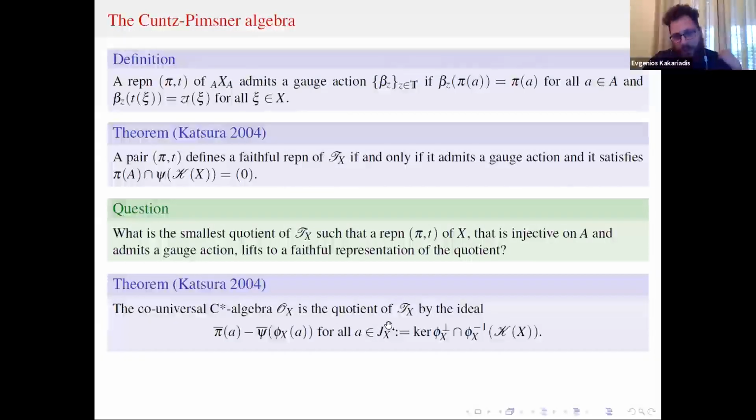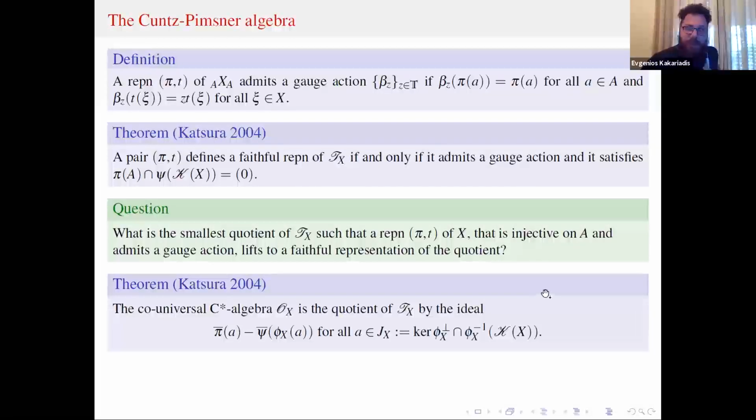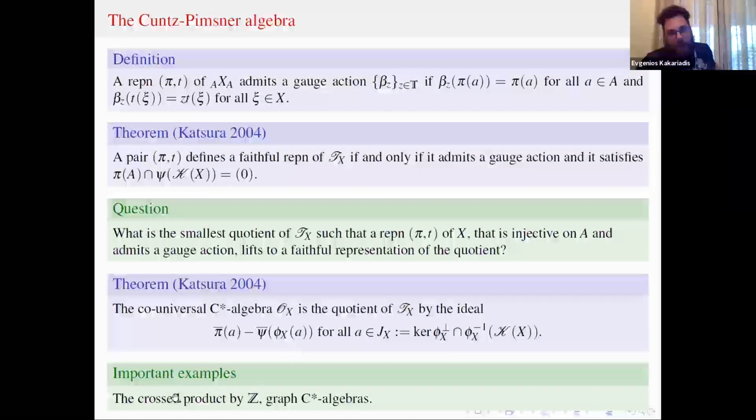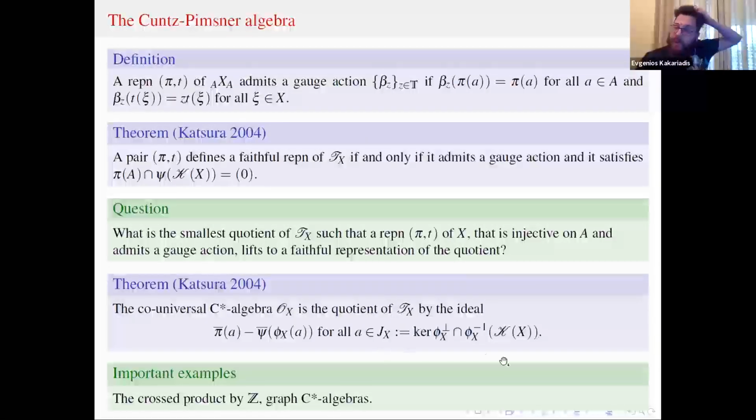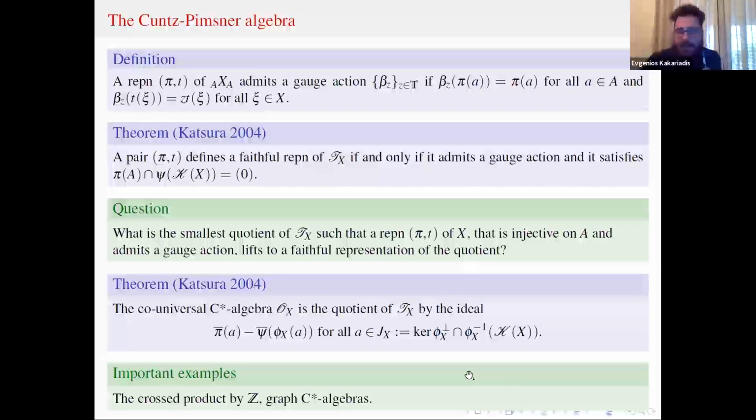What you do is take the quotient of T(X) by relations of the form pi of a minus psi of phi_X of a, where a is acting by a compact, but also lives in the annihilator of the kernel of the left action. That is the smallest covariant quotient of T(X) that you can take and still preserve the complete isometric information from A and X. Examples of this, O_X, can be given by graph C*-algebras, the well-known graph C*-algebras, or the Z crossed product. So that is a nice machinery that extends this.